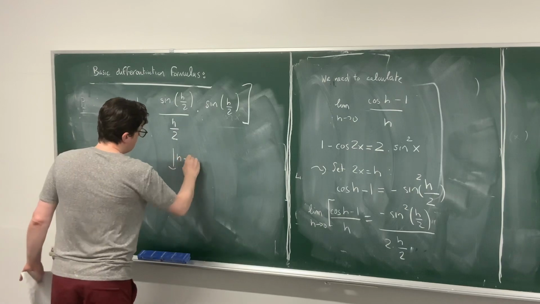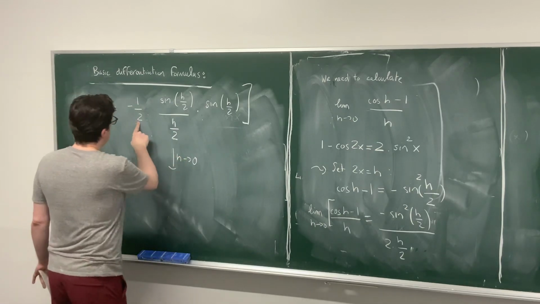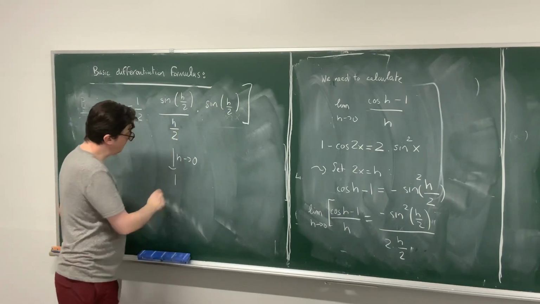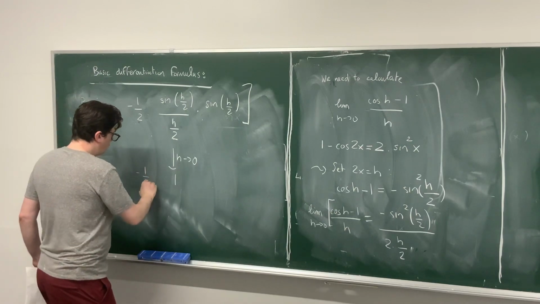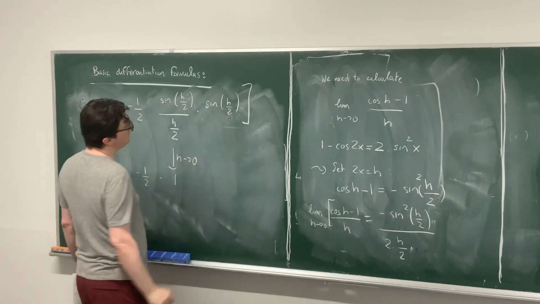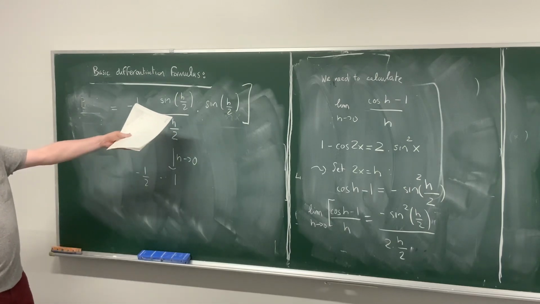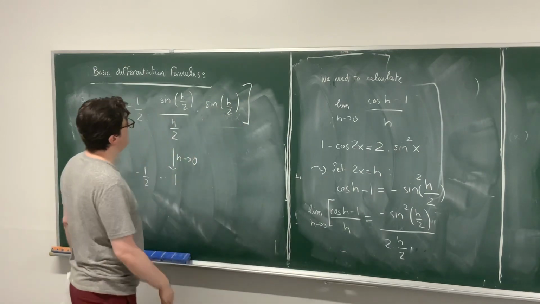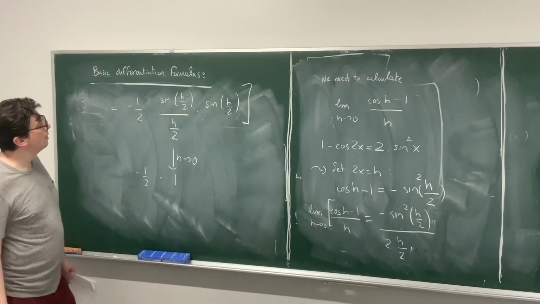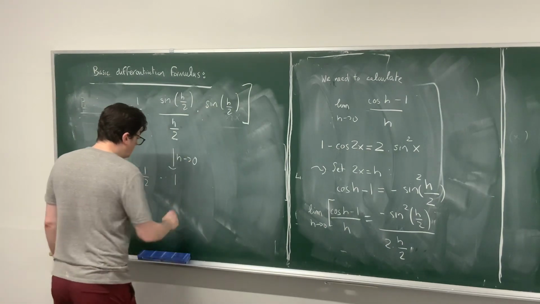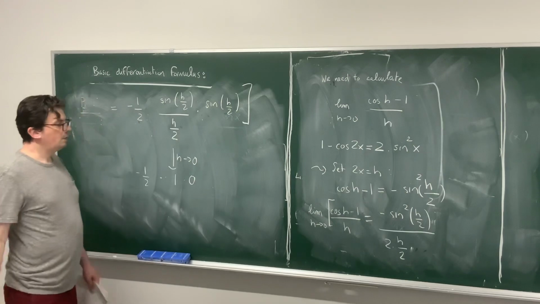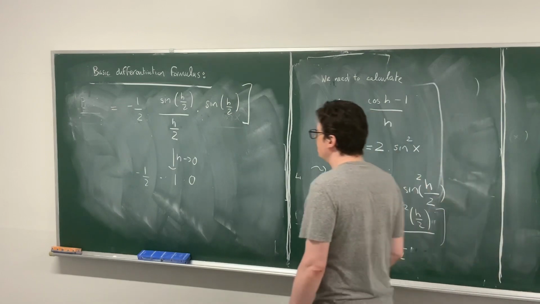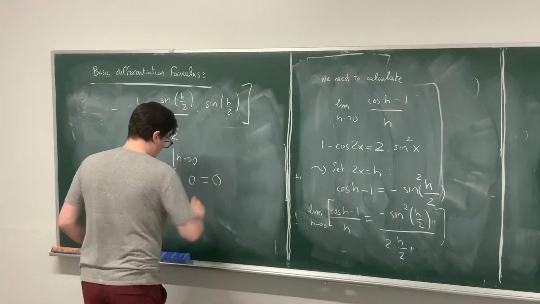When h goes to 0, as you can see, this doesn't move, it will be minus half. This goes for the same reason to 1. So minus 1 over 2 times 1 times, what is the limit of this? Limit of sine h over 2 when h goes to 0. So it's a continuous function, we know. So it's a direct evaluation. And sine of 0, what is sine of 0? It is 0, okay? So we get finally the limit of all this is 0.